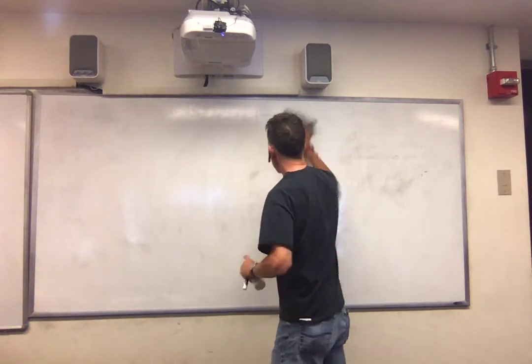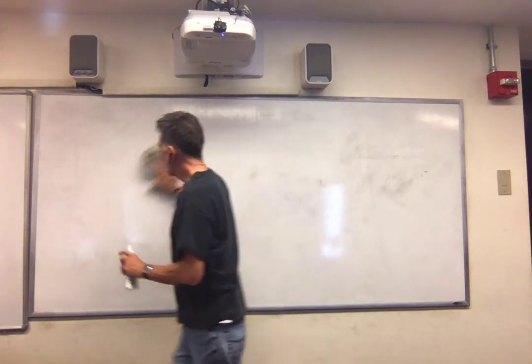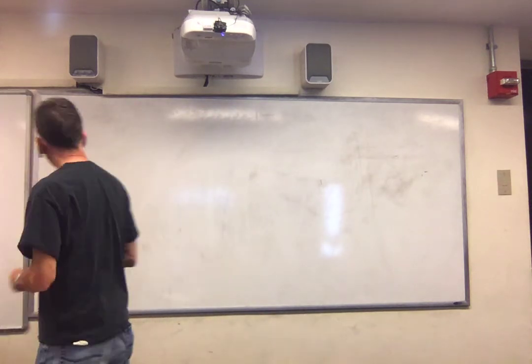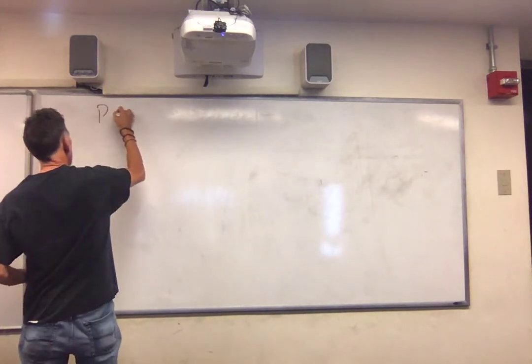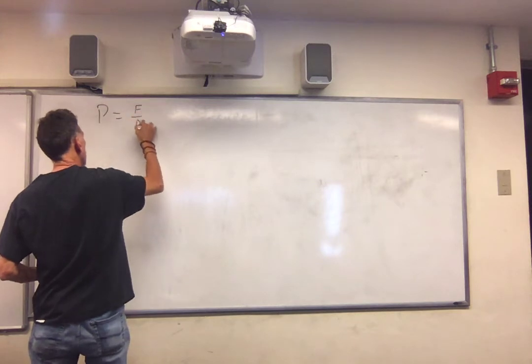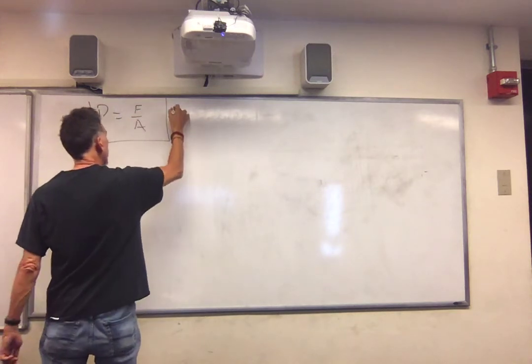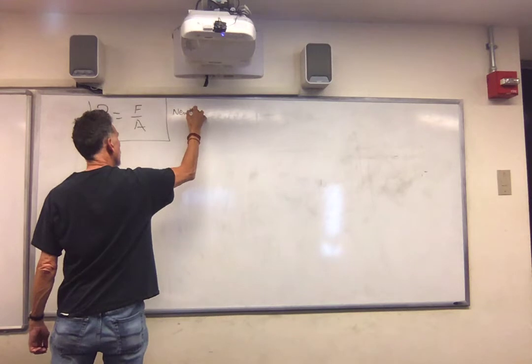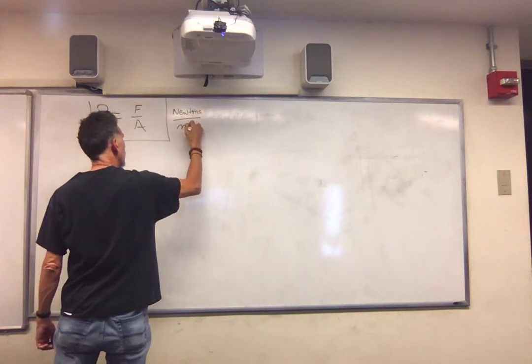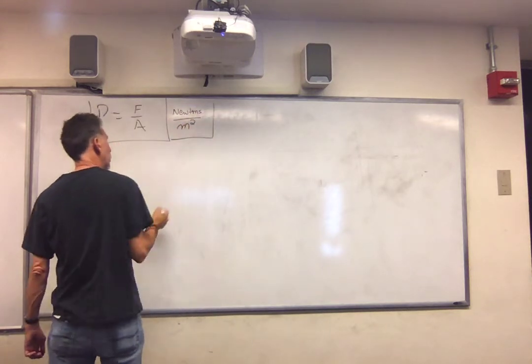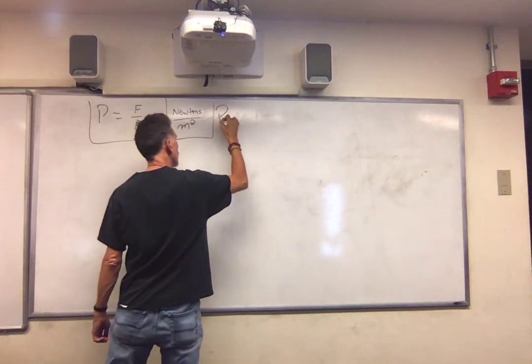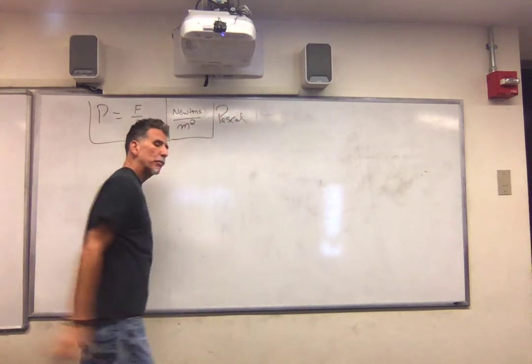The equation's easy. Pressure is just force over area. So we're going to write this: P equals F over A. Okay? Remember, that's going to be newtons per meter squared. Okay, and that's a Pascal. So now for a problem, okay?